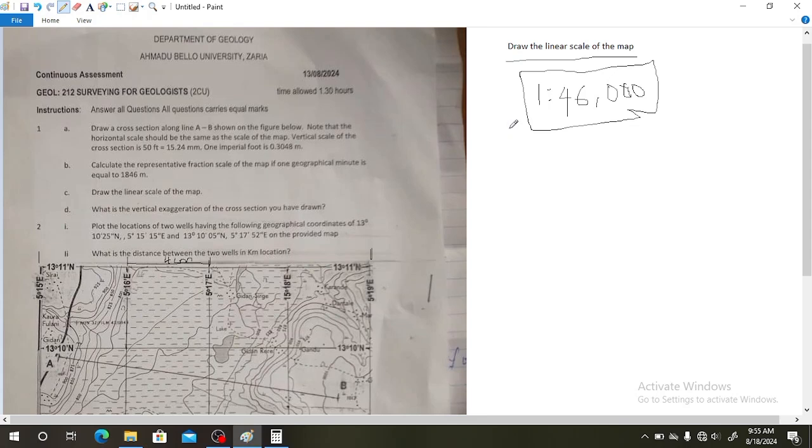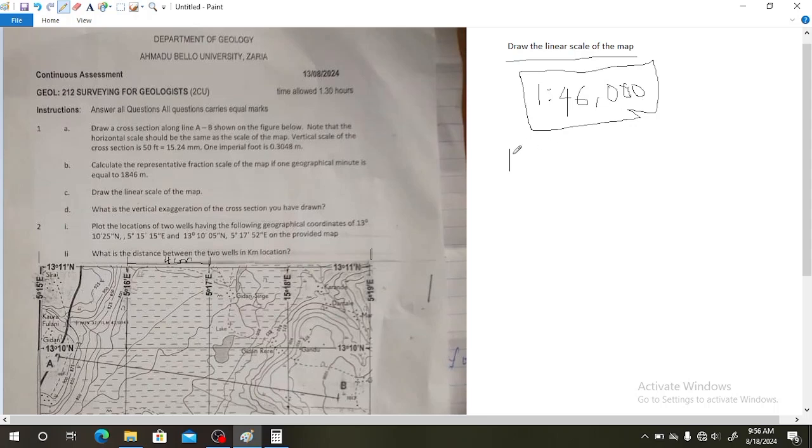What you need to do is, as you know that you are saying each 1 centimeter is representing 46,000 centimeter, why not just convert this to kilometers, either to kilometers or in meters. You are the one to decide, since they did not tell you that we want our linear scale to be in kilometers or in some units. I want my linear scale to be in meters. I want my linear scale to be in kilometers.